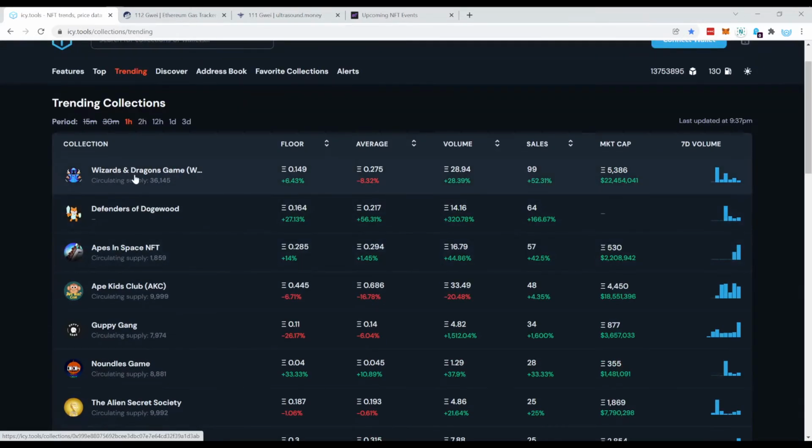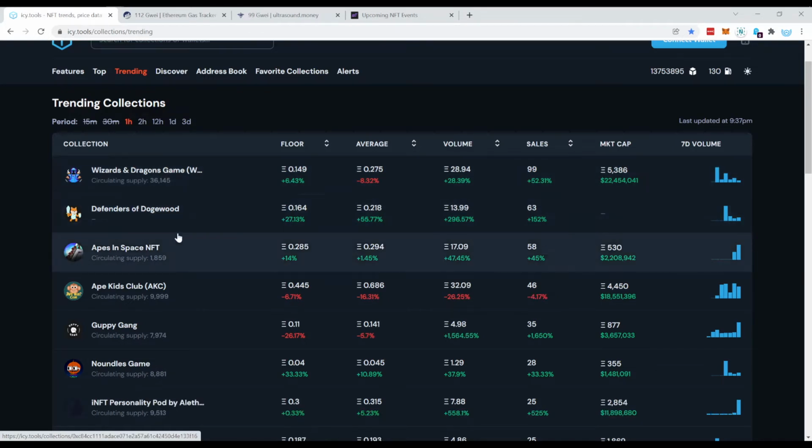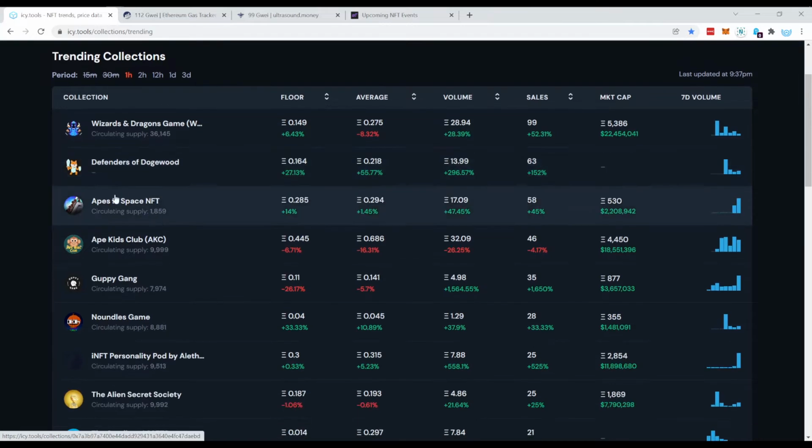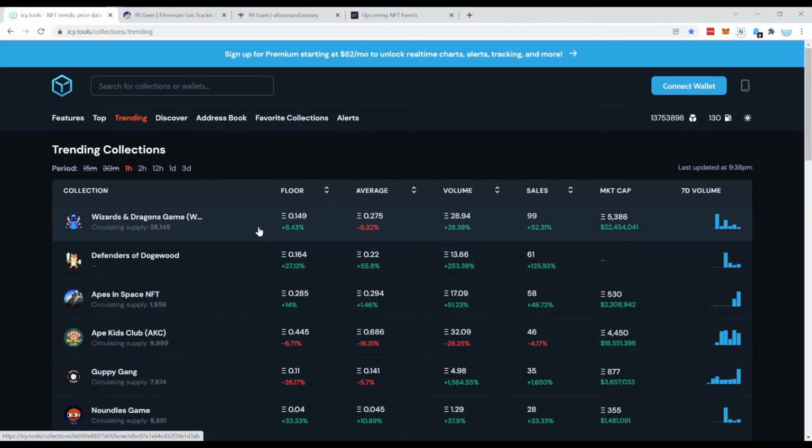Okay, number 1, we see Wizards and Dragon game. Number 2, Defenders of Dogwood, most probably also an NFT game. Honestly, I'm not familiar with this one. Apes in Space NFT, right? And so on and so forth. So this basically shows you a live update of which NFTs are popular right now.